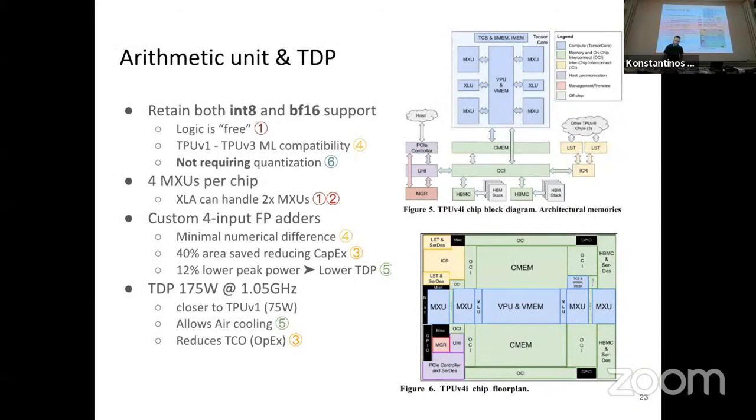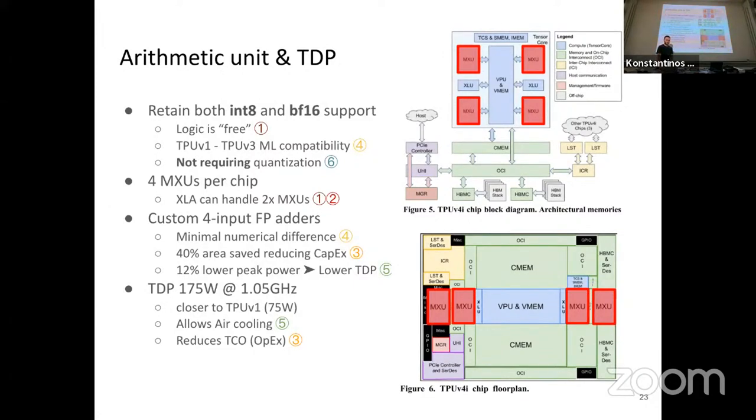In the arithmetic units, as we have talked about, they are still supporting integer and floating points, therefore not really requiring quantization. This was possible mainly because the logic is free, so they could fit all this extra hardware in without any issues. And it also maintains backwards compatibility, as we have talked about. And talking to the compiler developers, they have realized that they can actually support more computational resources. So they have actually doubled the number of MXUs so that they can fully exploit all the compiler optimizations.